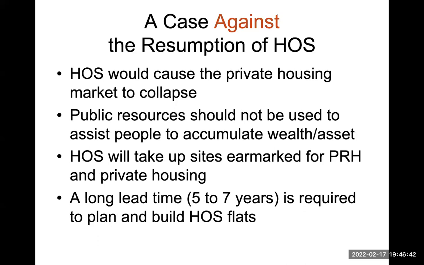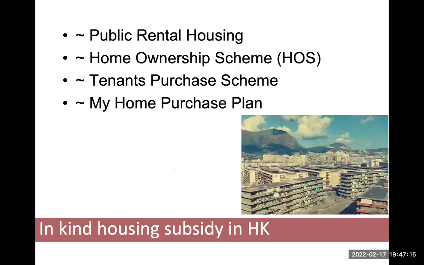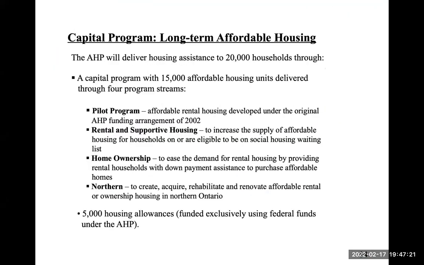Some other cases are against the resumption. They say the home ownership scheme would cause the private housing market to collapse, and public resources should not be used to assist people to accumulate their wealth or assets. The home ownership scheme will also take up sites earmarked for PRH and private housing. And there is a long lead time, from 5 to 7 years, needed to plan and build HOS. So generally speaking, that is all for today's main contents.